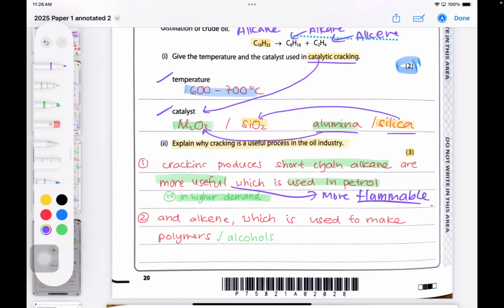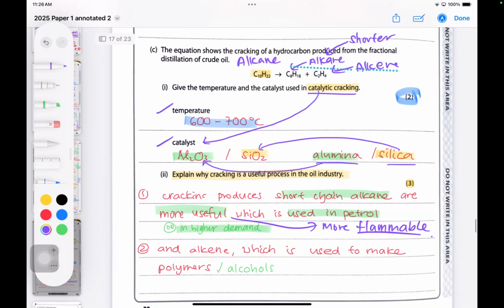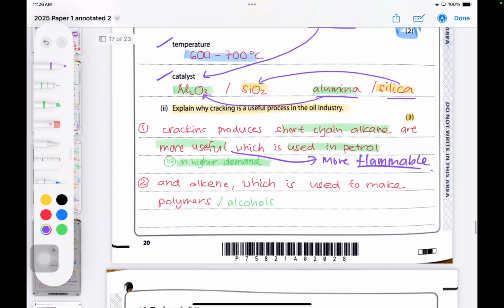Okay, so it's easier to combust, so they are actually better as fuel. Next, what is the other side product? The other side product here we have is our alkene, the CC double bond family. Okay, so why are alkenes useful? I'm going to use yellow. It's because they are starting material to make polymer, which essentially is the plastics as well as alcohol.